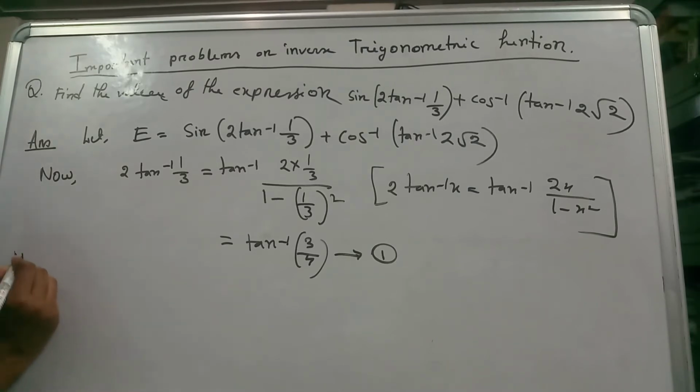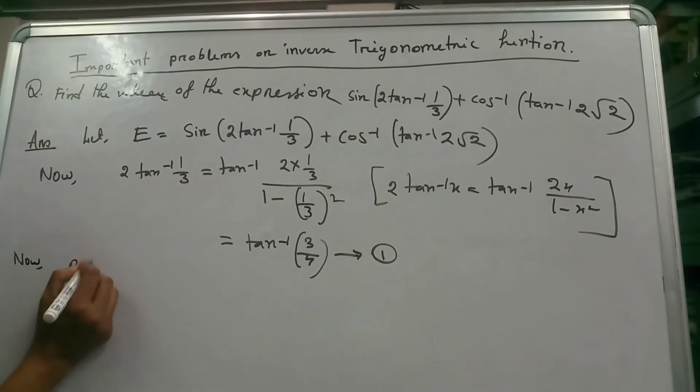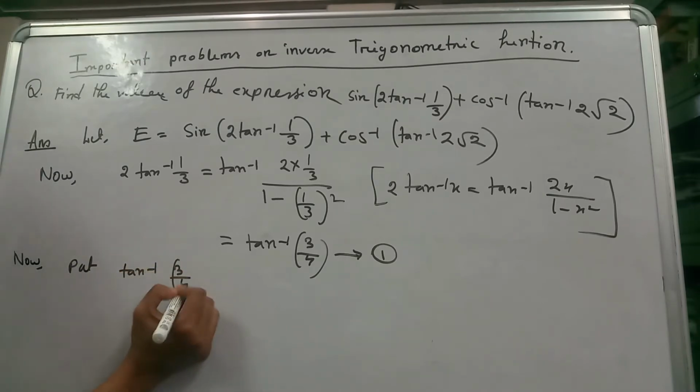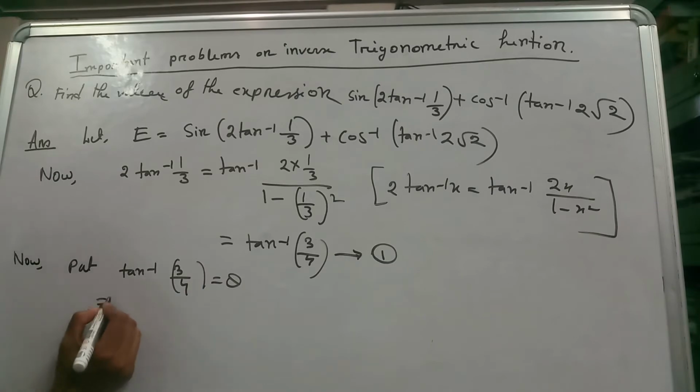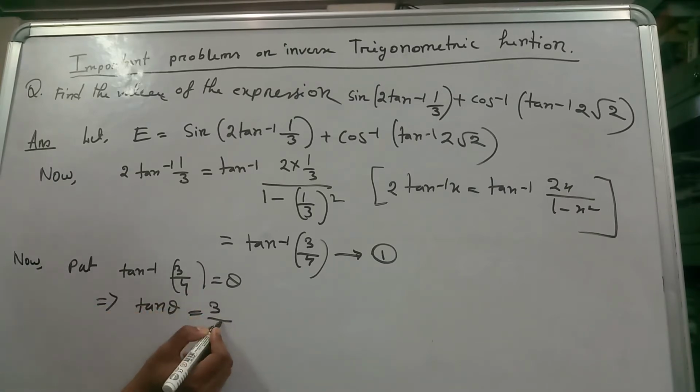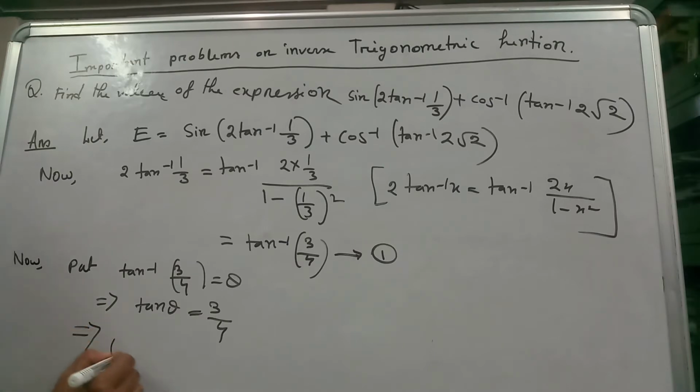Now put tan inverse 3 by 4 equal to theta, therefore tan theta equal to 3 by 4, or theta equal to tan inverse 3 by 4. I hope you have written this in your copy.